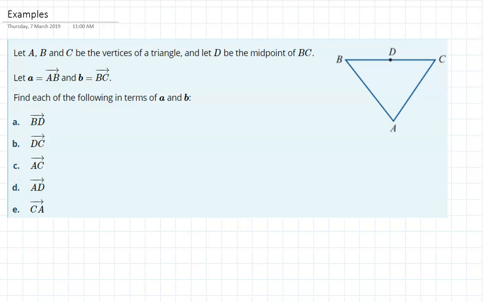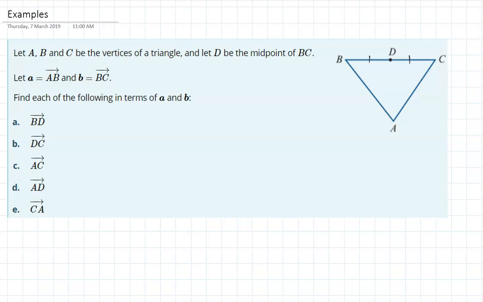Let's have a look at an example of using vectors. So we've got a triangle here, ABC. They're the vertices of a triangle, and we are told that D is the midpoint of BC. So we know that those two lengths are equal. We're told that we're going to let a equal AB.